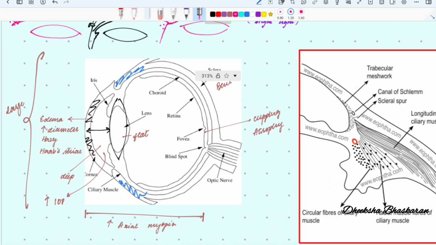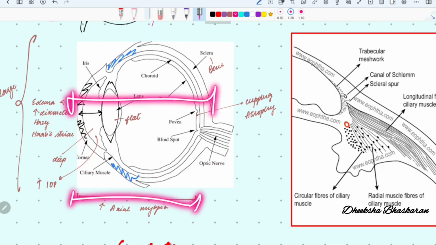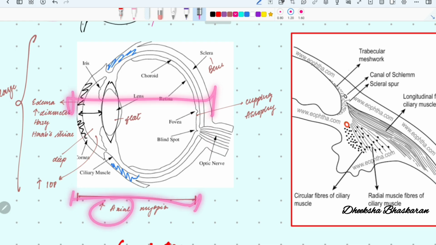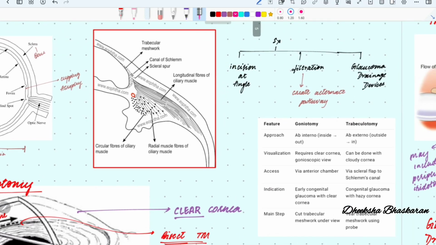The other features we see here are a flat lens. There's a deep anterior chamber because of all the accumulated aqueous humor. Because of this, there's increased IOP, right? And the whole eyeball enlarges, with a front to back enlargement of the eyeball. So there's increased axial length, which can predispose these children to be axial myopes, right? So these are the various problems or clinical features that we would see.